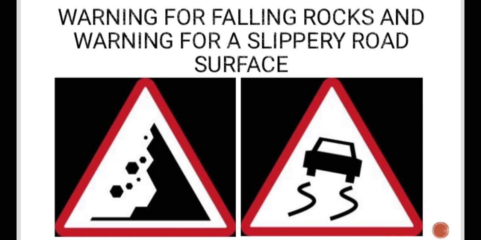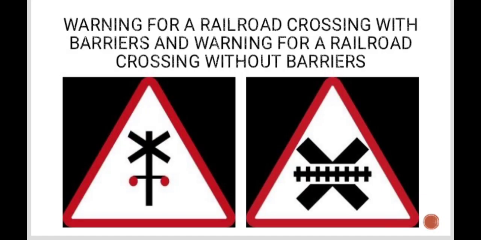Next is the slippery road sign. It is posted in areas that are known to be slippery or icy in poor weather conditions. It indicates that drivers should slow their speed and avoid any sudden directional changes when driving on a slippery surface. Next is warning for railroad crossing with barriers and warning for a railroad crossing without barriers.